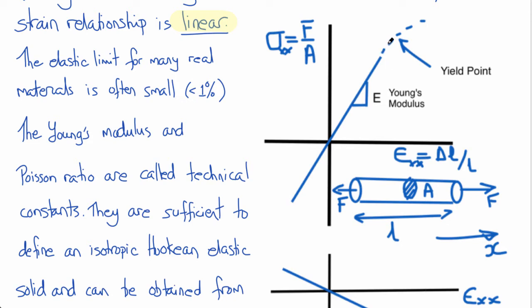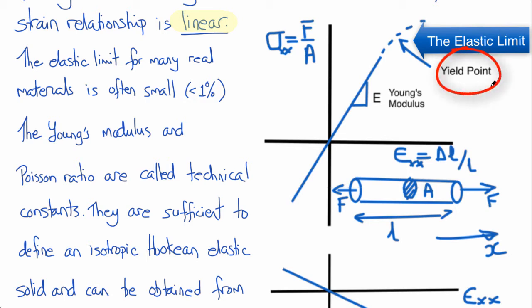At some point, if we stretch the material beyond a certain point, the material becomes anelastic. This is called the elastic limit, and in the case of a ductile material, the elastic limit would be the yield point at which the material becomes plastic and starts to deform irreversibly, such that when we unload it, it doesn't return to its original length. In a brittle material, the elastic limit may correspond with the point at which the material starts to fracture and fail.